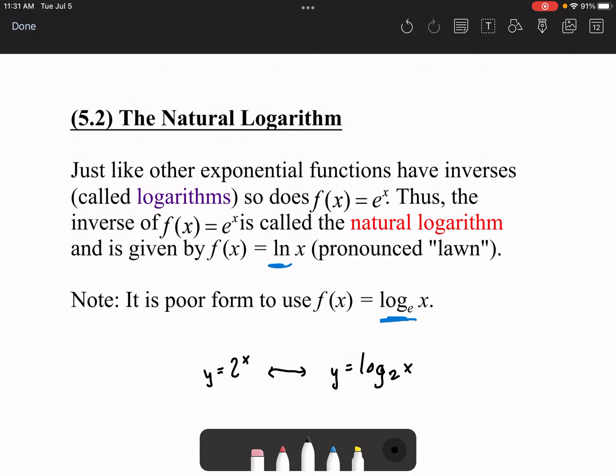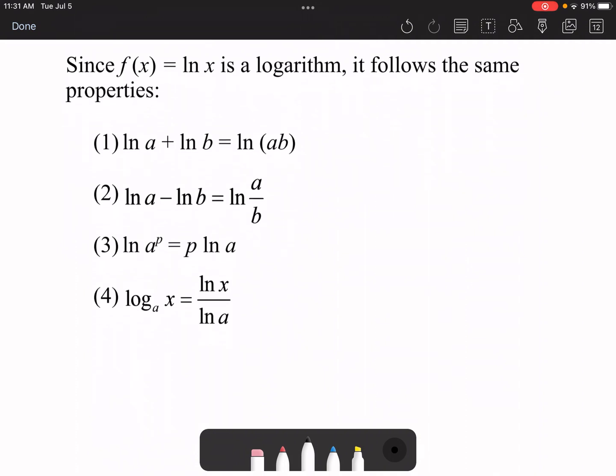Now remember that a logarithm is just the opposite of an exponential function, and therefore is used to solve exponential functions, and vice versa. Okay, so since f of x equals ln x is a logarithm, it follows the same properties as many logarithms. So in other words, you could take the arguments, ln of a and ln of b, and combine the two arguments into one, ln of ab. Same thing with ln a minus ln b, it equals ln of a divided by b.